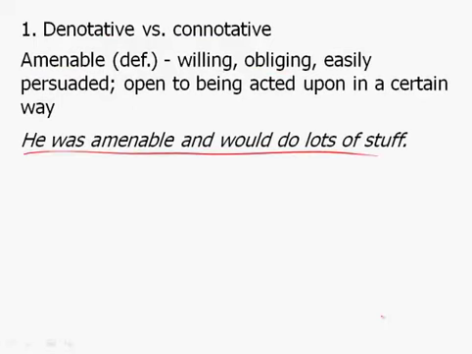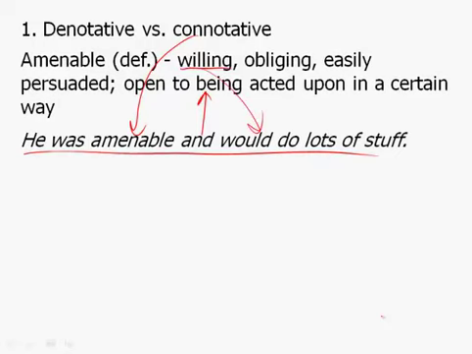First off, he was amenable and would do lots of stuff. This is what we think. This is what our brain wants to say. So if connotative is telling me how to use it, how that word functions in a sentence, then I think, I get it. He was amenable, would do a lot of stuff. He was willing. He would easily do things.